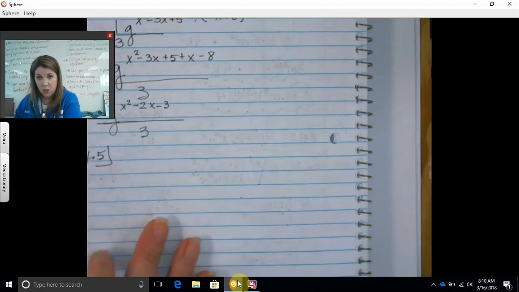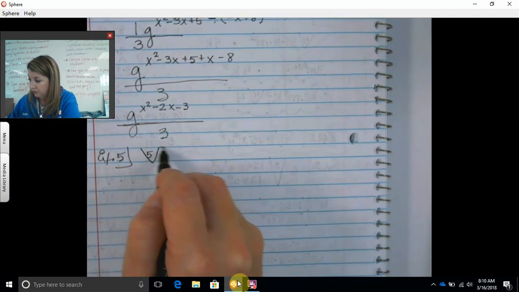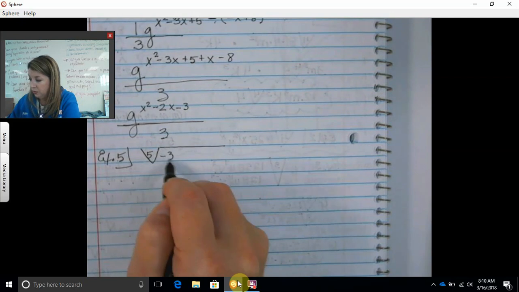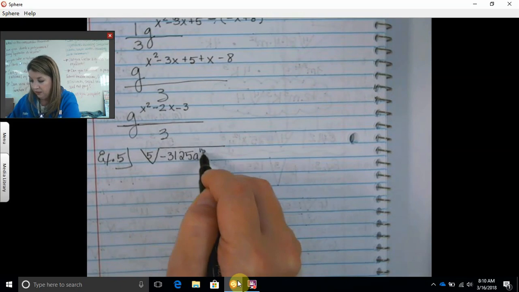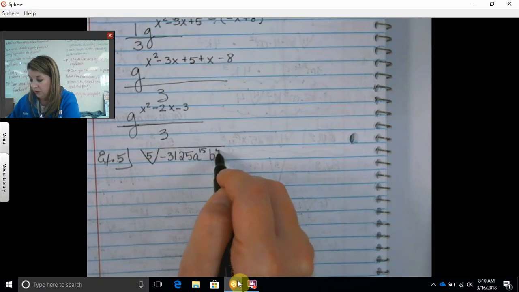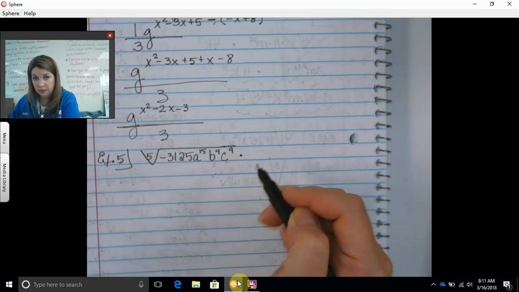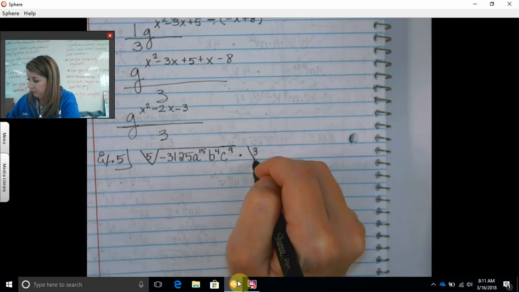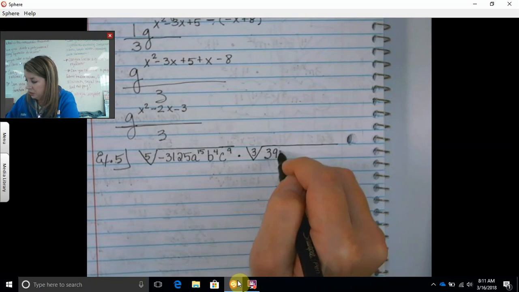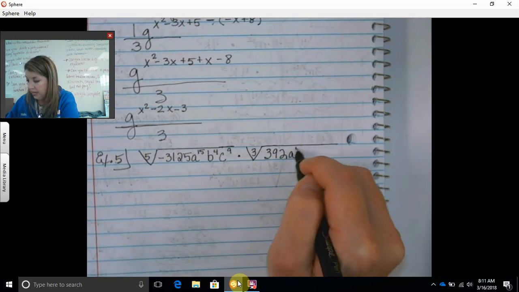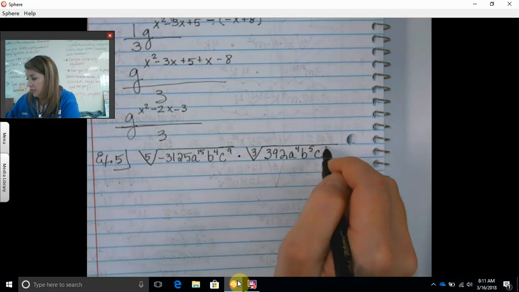Example 5. We are taking the 5th root of negative 3,125 a to the 15th, b to the 4th, c to the 9th, times the cubed root of 392, a to the 4th, b to the 5th, c cubed.